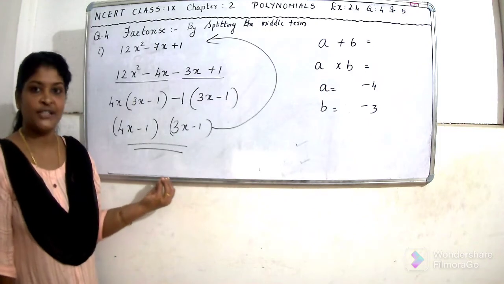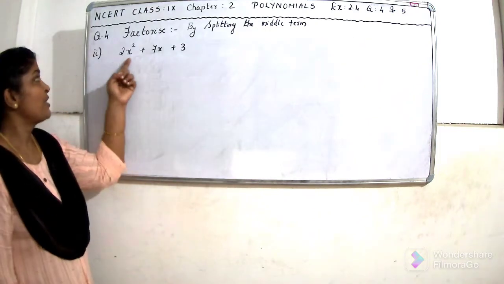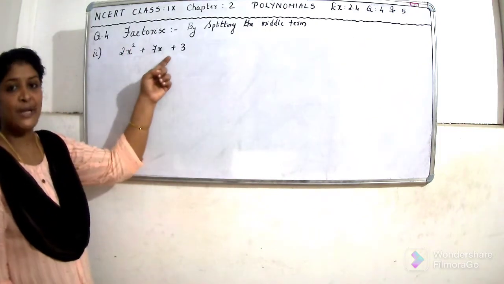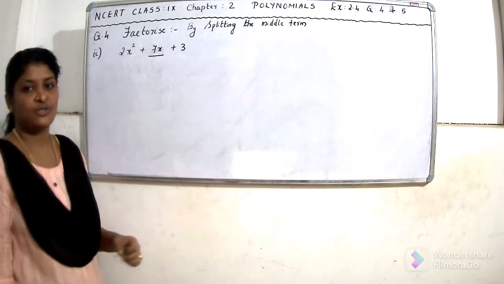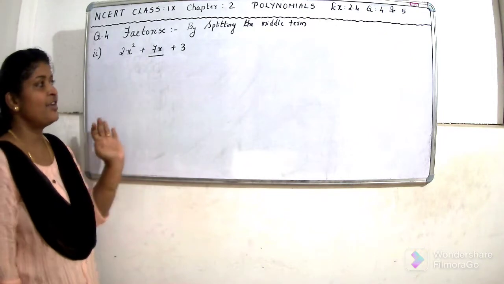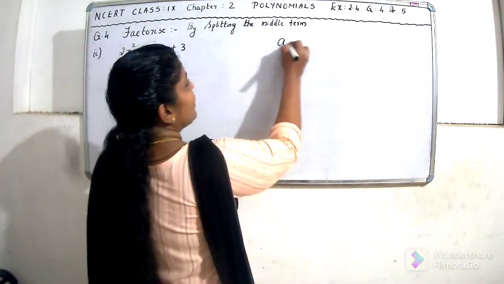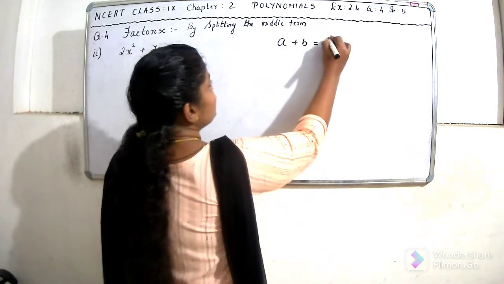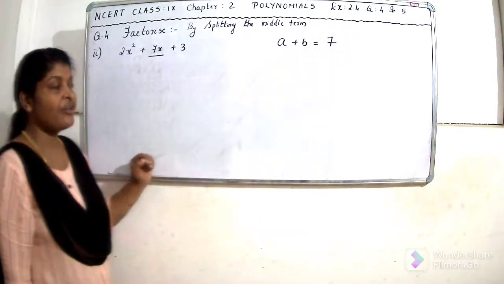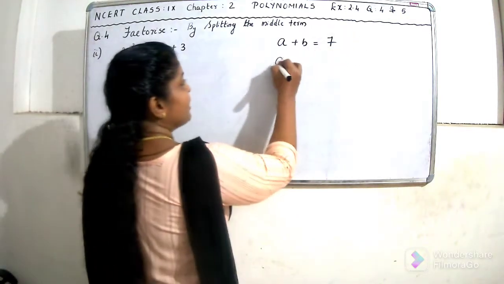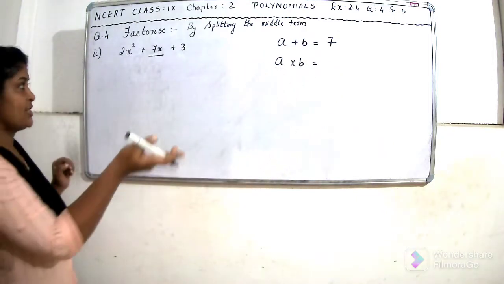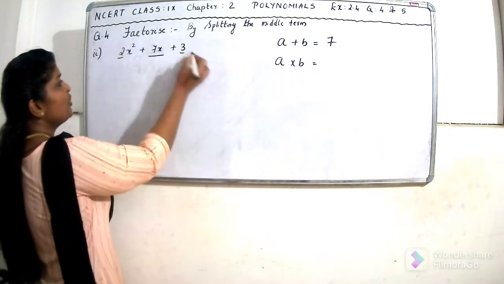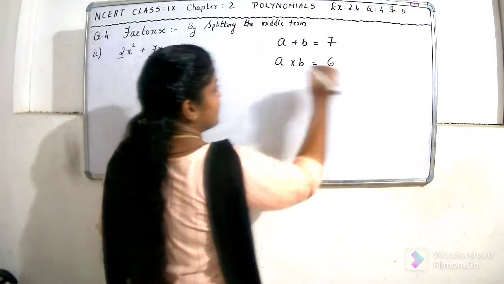Now move on to the next question: 2x square plus 7x plus 3. The middle term is positive 7x, so a plus b should be positive 7, and the product a into b is the product of the first and last number, that means 2 into 3, which is equal to 6.